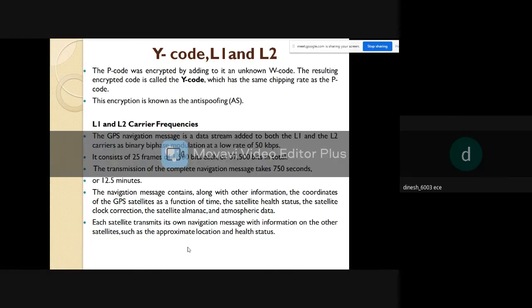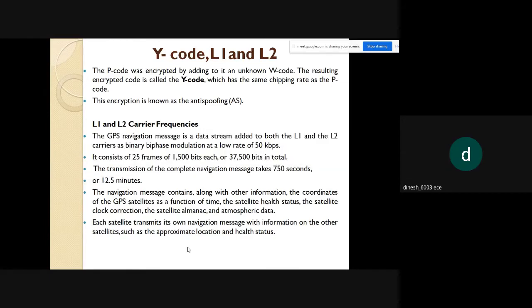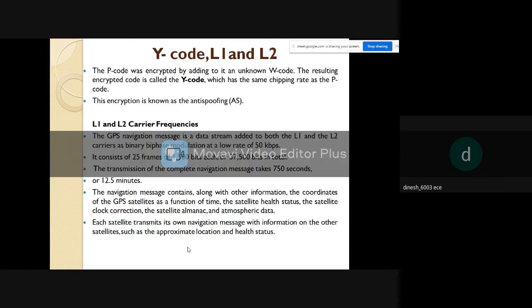The health status represents the power available, the lifetime duration of that particular satellite, how much solar power is left, how much fuel is present in the satellite, and all the information like that. So that represents the health status of each satellite.